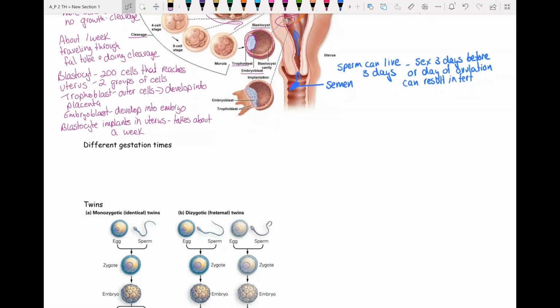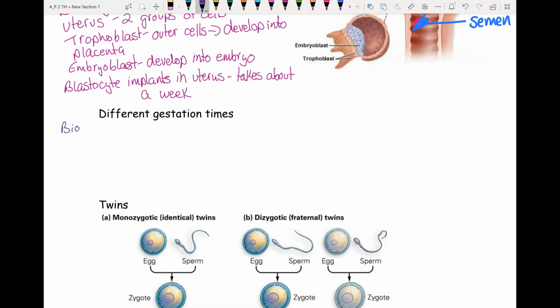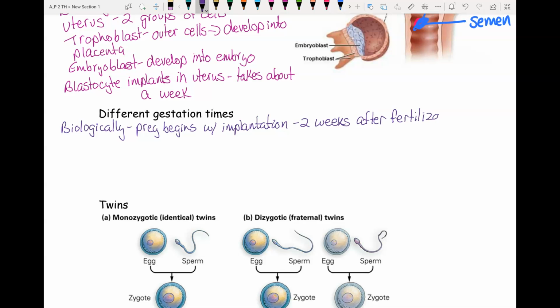When it comes to calculating gestation times, there's a couple of different ways to do it. Biologically, pregnancy is considered to begin when implantation occurs. And this would be 2 weeks after fertilization. And if you go by this count, pregnancy lasts 36 weeks.